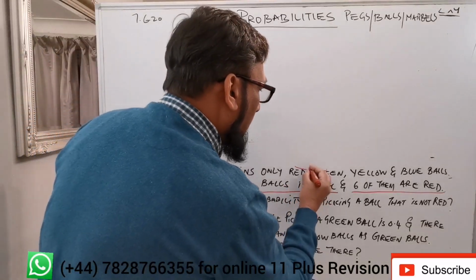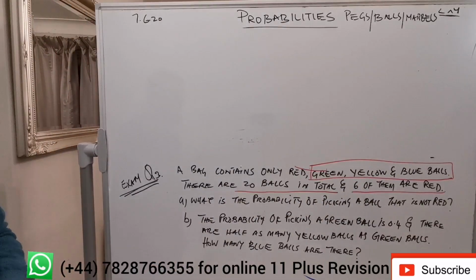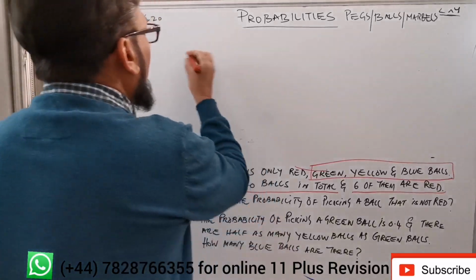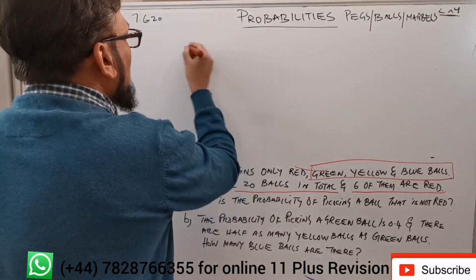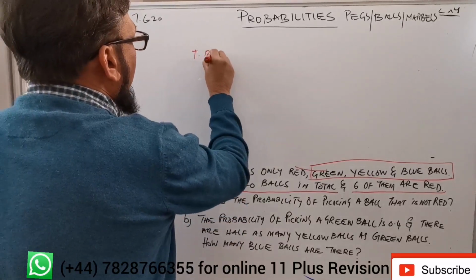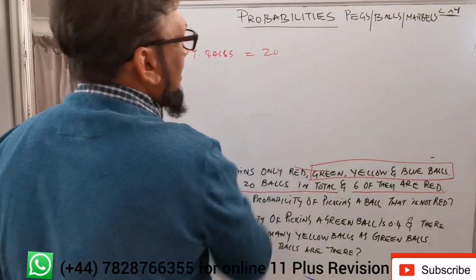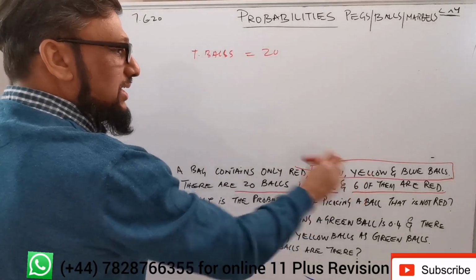So it means these are 3 colors of balls: green, yellow and blue. First you need to understand the totals. So the total balls, how many? 20. And the red is given.